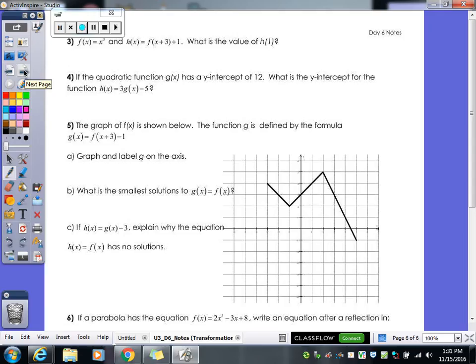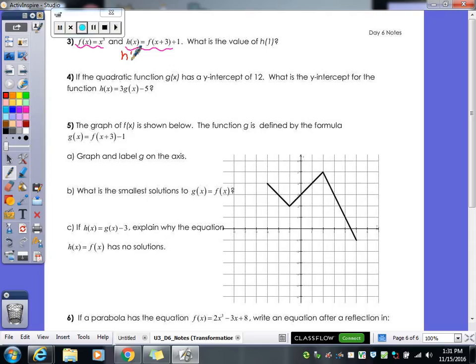Okay. A few more practice examples. This is going to kind of be like our classwork today. So we have 2 functions here. We have f of x, which is your x cubed. And then they tell us h of x is your f of x plus 3 and then plus a 1. They want us to find h of 1.